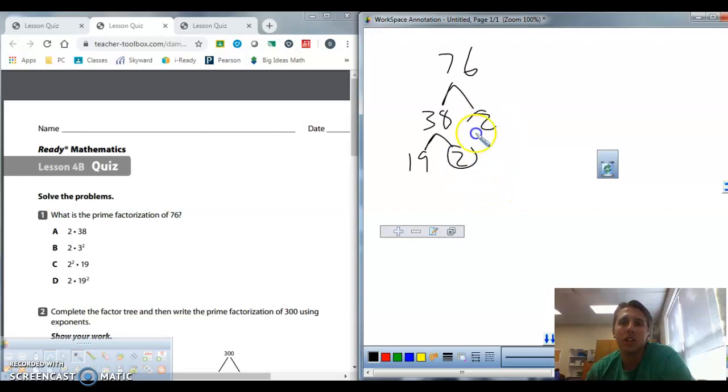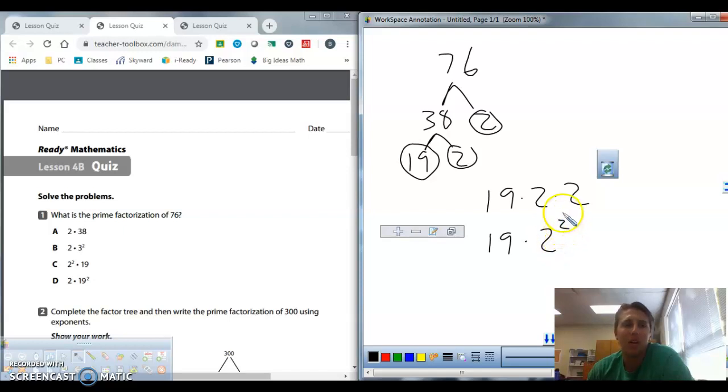So you circle your dead ends, remember, okay? And in this case, you got 19 times 2 times 2. Since you have 2 normal multiples of 2, okay, you can take 19 times 2 to what power? It'd be the second power, okay? Because exponents are repeated multiplication.